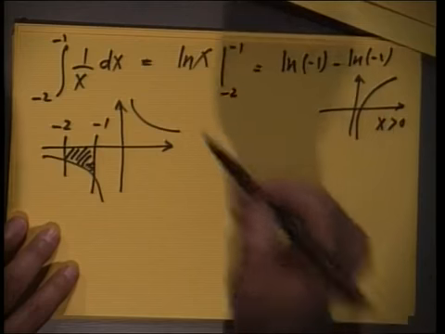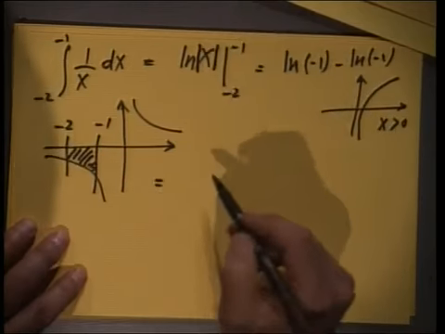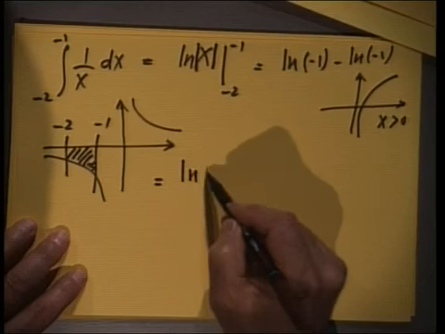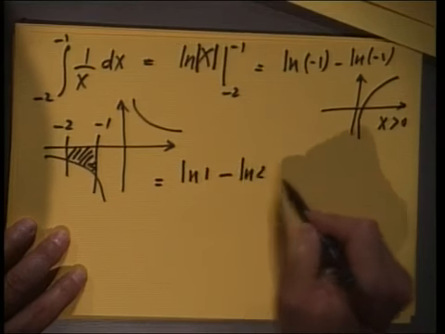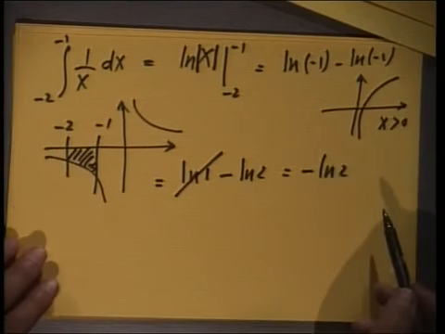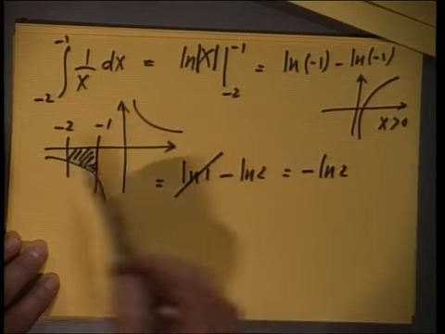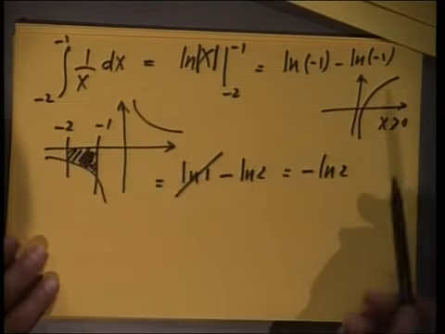So what you do, you should put here modulus of ln x. And you end up with what? You end up with ln 1 minus ln 2, which this is 0 and this is minus ln 2. And why is it minus ln 2? Because minus ln 2, in fact, is negative because the area here is below the x-axis.